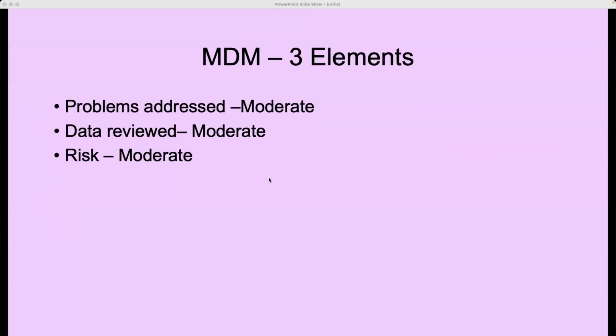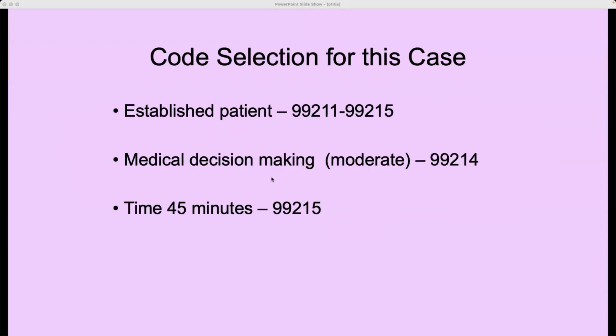Okay, so where are we? We have problems addressed, moderate; data reviewed, moderate; risk, moderate. So everybody's at a moderate level. Based on the moderate level, what code is selected? We know it's an established patient, so we'll narrow it down to 99212 through 99215. We know that those are the codes we're going to select from.